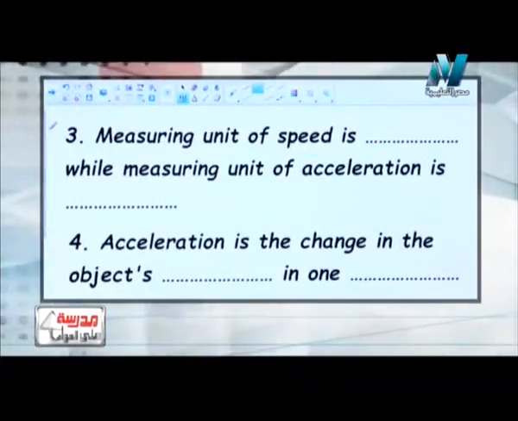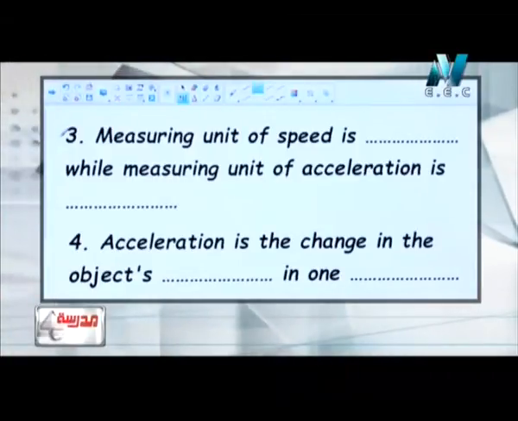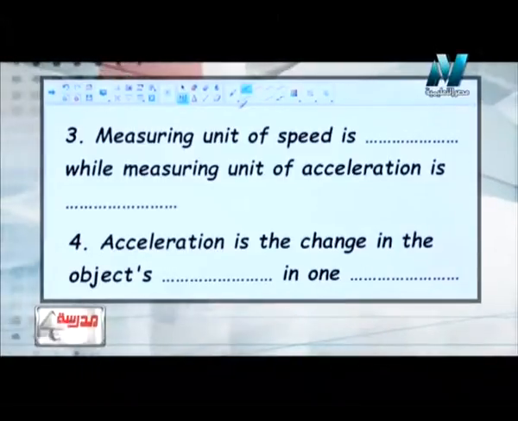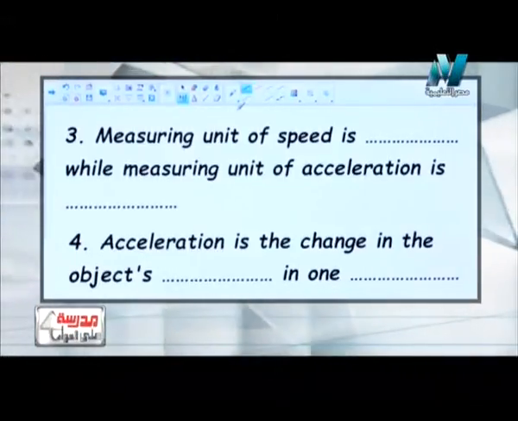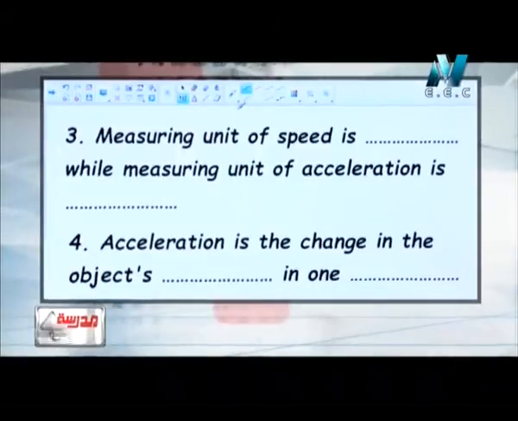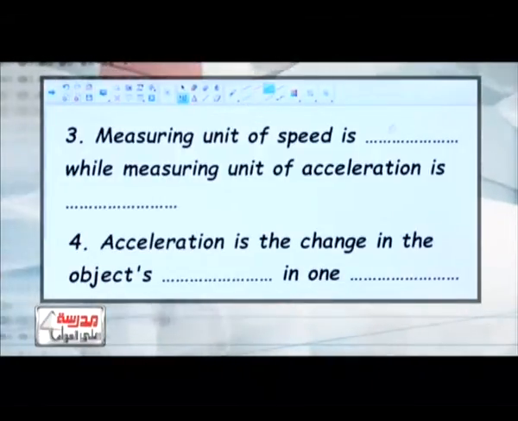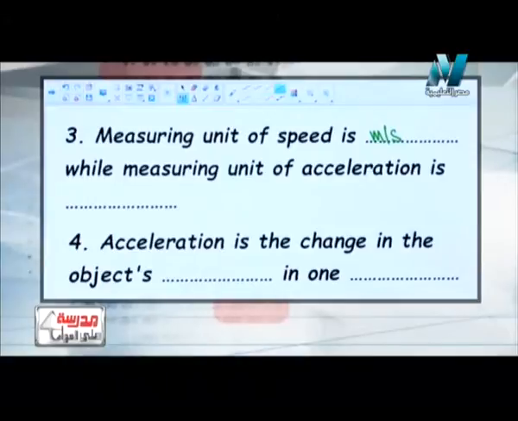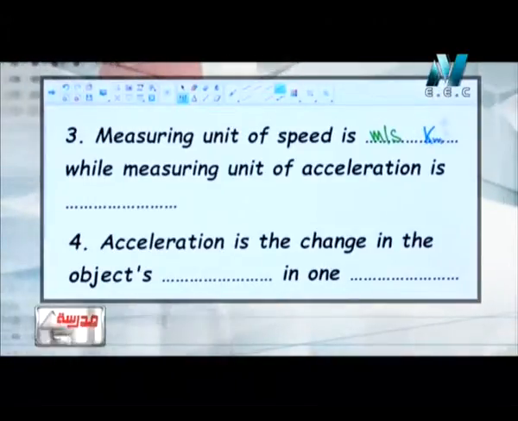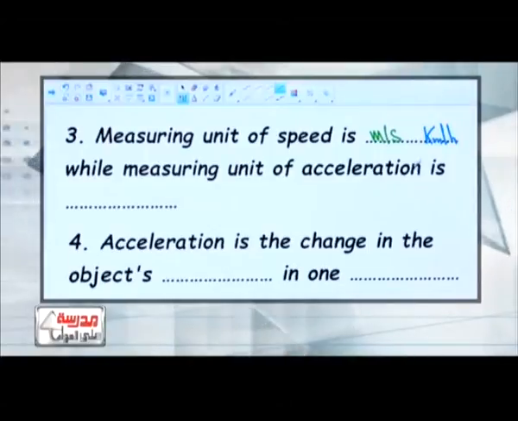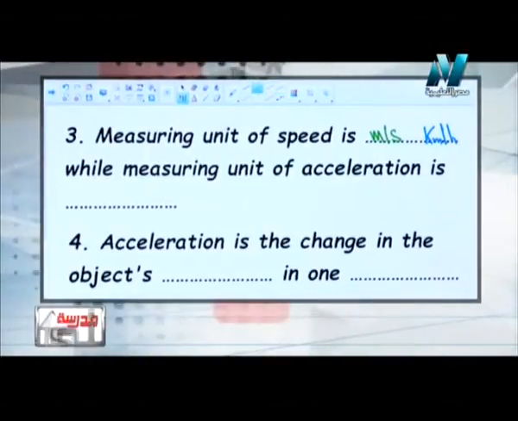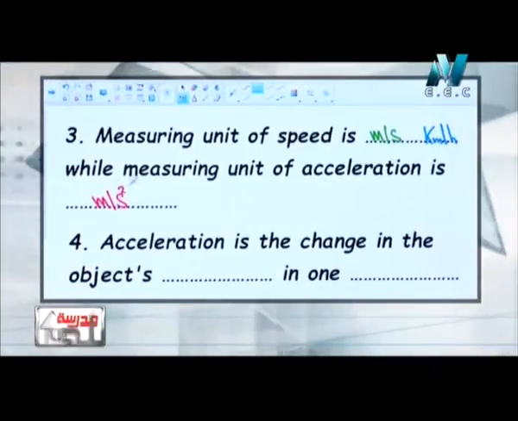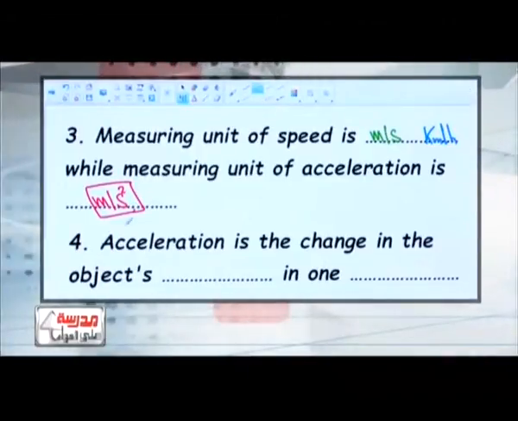Number 3, the measuring unit of speed is, while the measuring unit of acceleration is. We have two measuring units of speed, but we have only one measuring unit of acceleration in our syllabus. The measuring unit of speed is meter per second, or we have another measuring unit, kilometer per hour. But acceleration, we have only one measuring unit, meter per second power 2.